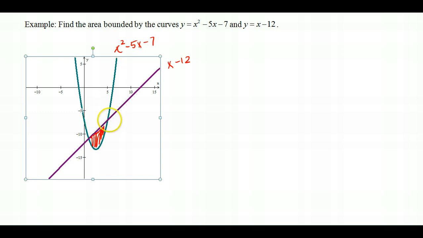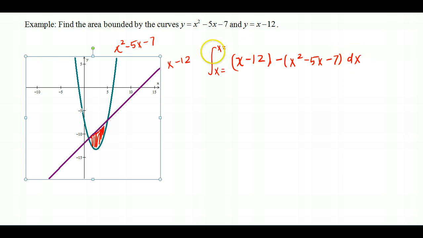So those limits of integration have to be x values, since our functions are in terms of x. And we're looking at a top function minus a bottom function situation. So we want to set up an integral from x equals something to x equals something of the top function. The top function we said was the purple one, x minus 12, meaning of the region we're trying to find the area of. The bottom function is this aqua one. So x minus 12 minus x squared minus 5x minus 7 dx.